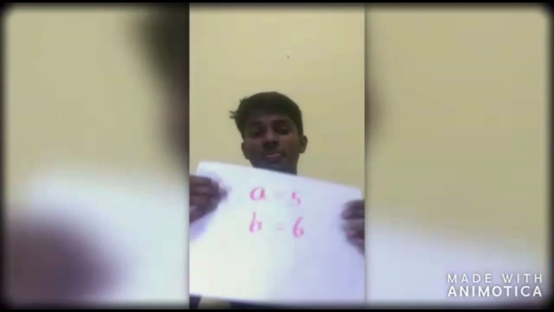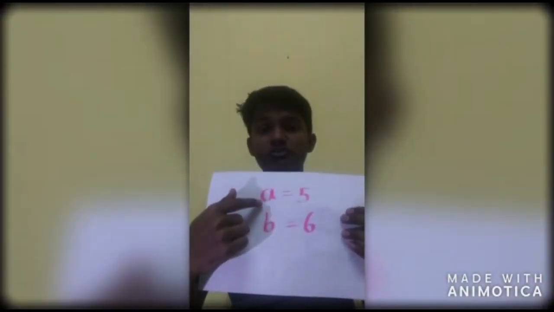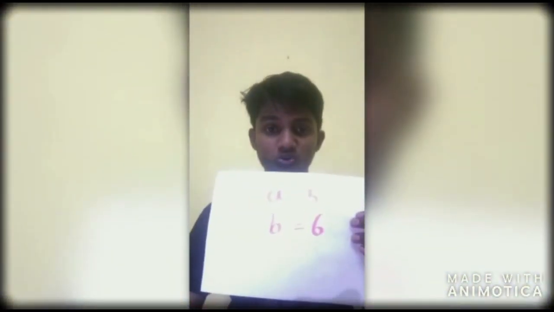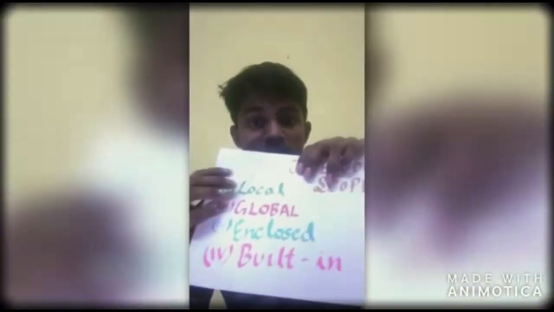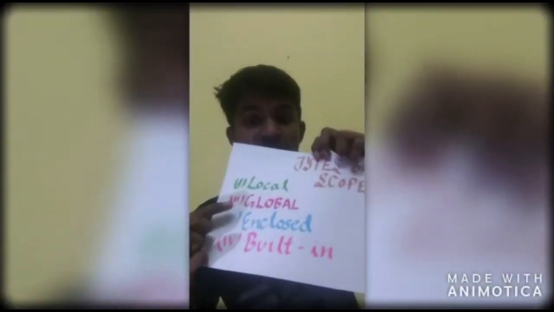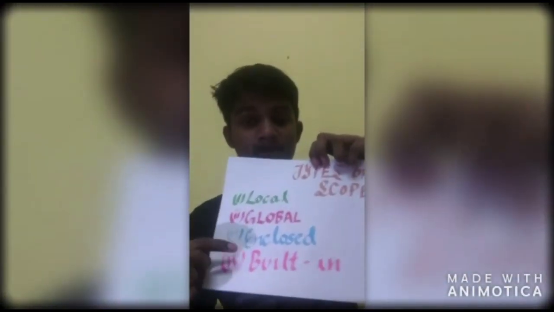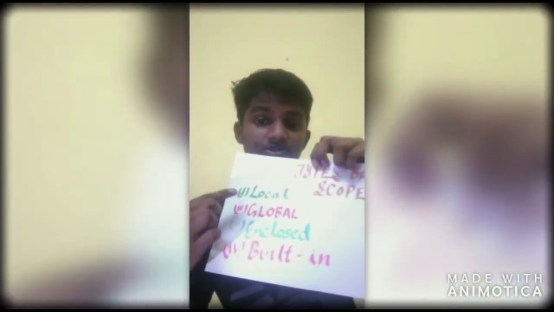Next, variable scopes. What is variable scope? Assigning variables to the alphabets is called variable scope. There are four types of scopes. The four types of scopes are local, global, enclosed, and built-in. So we can easily remember by their starting letters L, G, E, B.